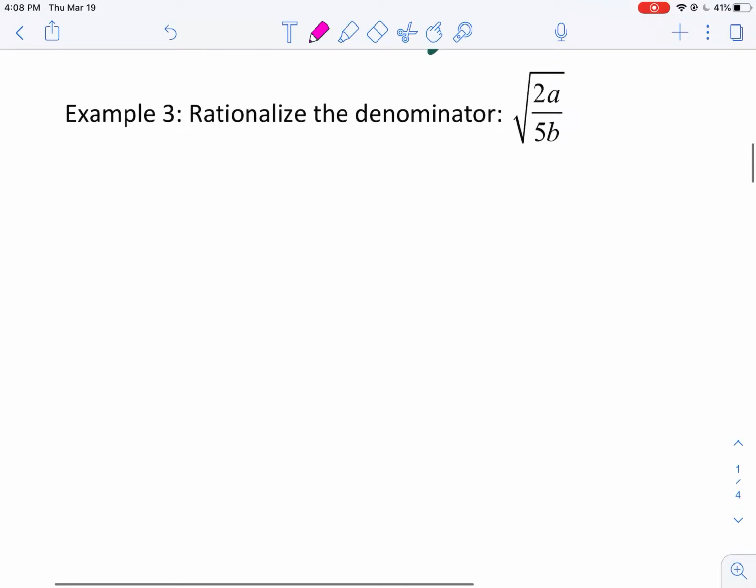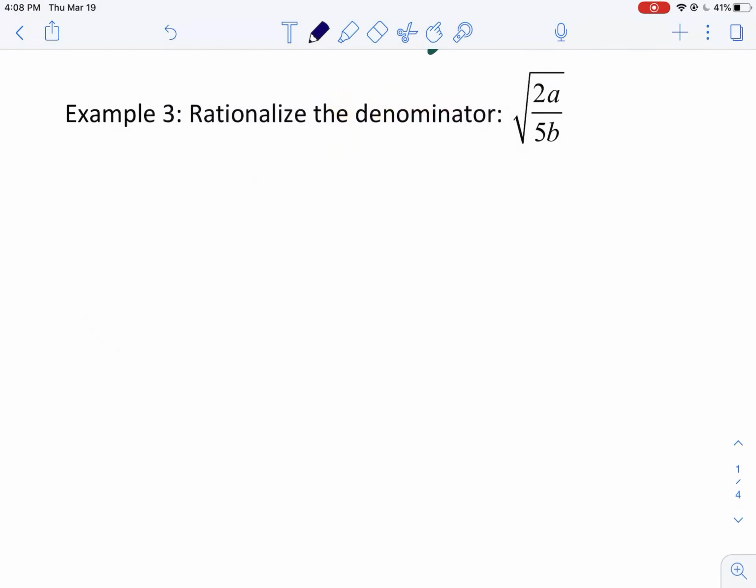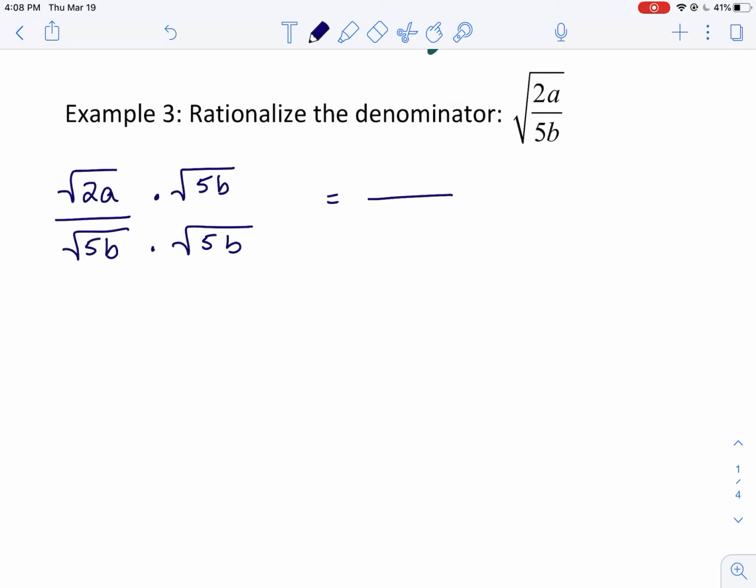So now you'll notice that we're dealing with variables. So the first step is the same as what we were doing before. So I'm now going to rewrite this as 2a over root 5b. And so now I'm going to multiply the top and the bottom by root 5b because that's going to get me the square root of 25b squared in my denominator.